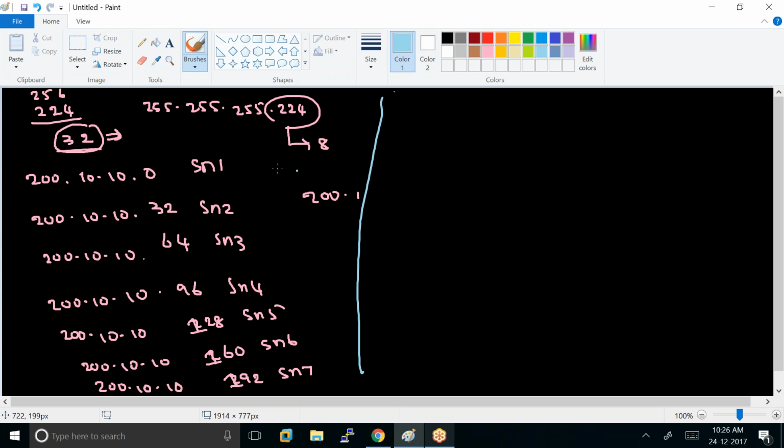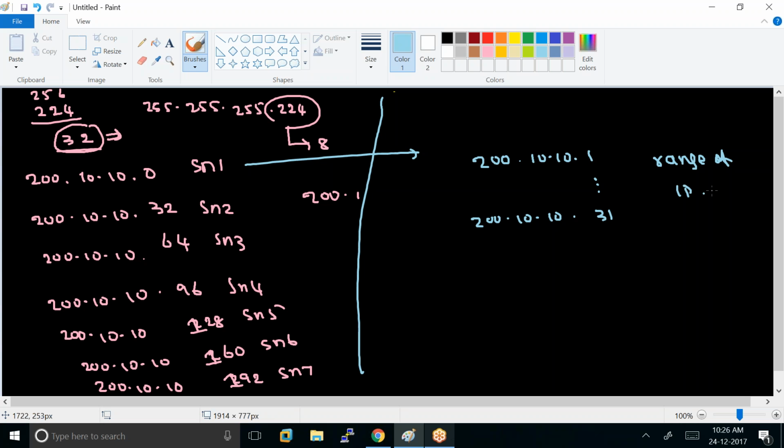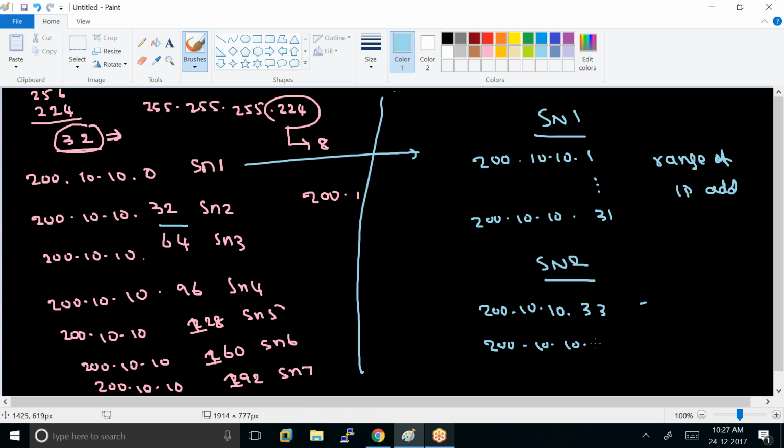For the first subnet, the first address starts with 200.10.10.0 and ends with 200.10.10.31. This is the range of IP addresses within subnet 1. Similarly, for the second subnet, it starts with 32, 200.10.10.33, up to 200.10.10.63. So from 32 to 63, this is the range of IP addresses for subnet 2.